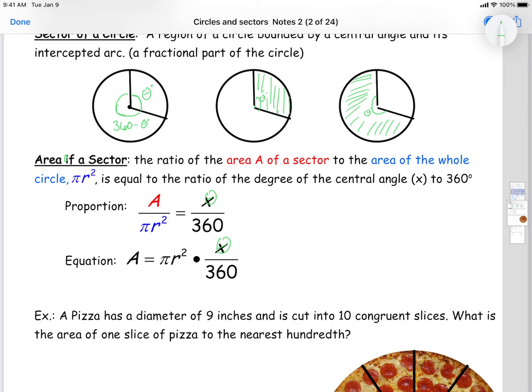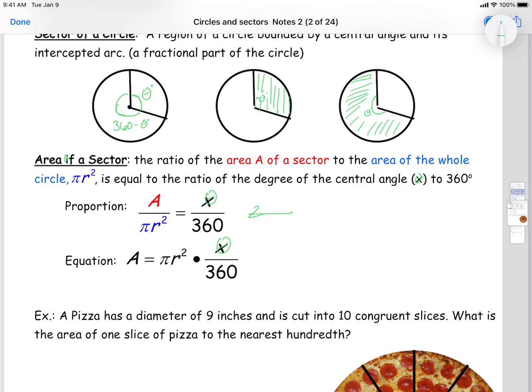Now, the equation that you might see online is that the area of the sector is equal to pi r squared times theta over 360. I personally don't like using that one. It'll make sense later, but I would much rather you use this proportion and solve it out that way. The reason is that it's easier if, let's say, I knew the area of the sector and the central angle and needed to find the area of the whole circle. I could do it using the proportion instead of the equation. It just saves me a little bit of legwork.